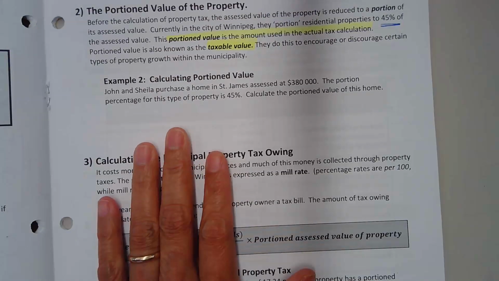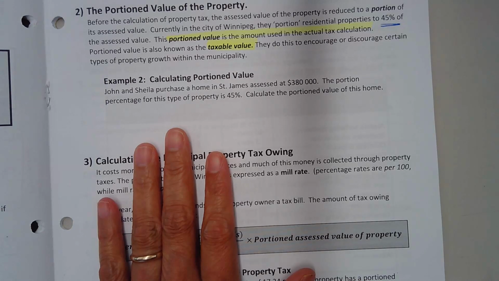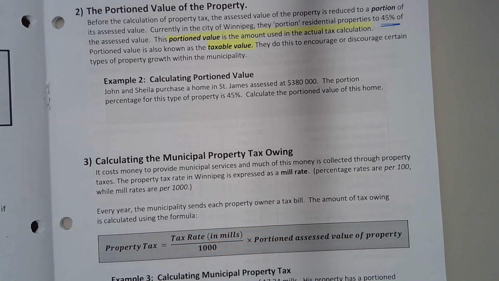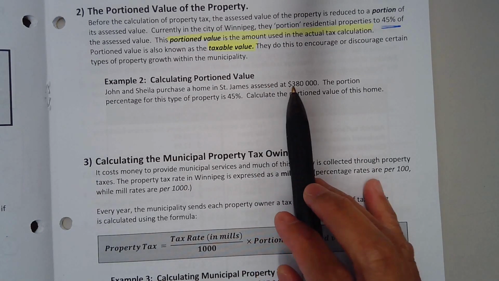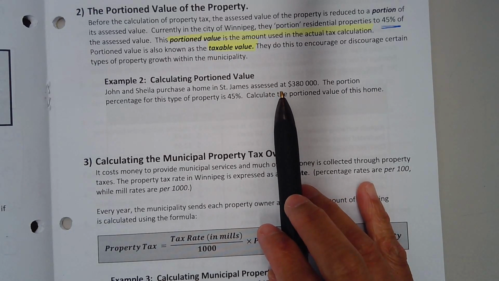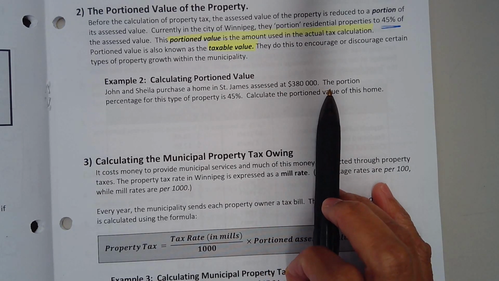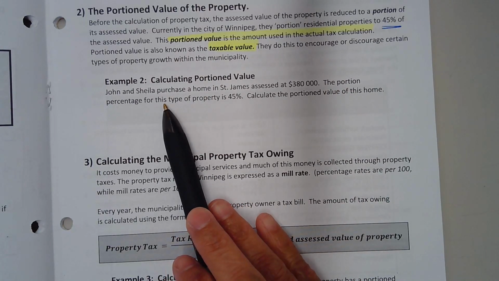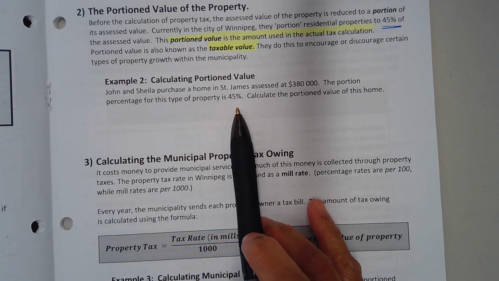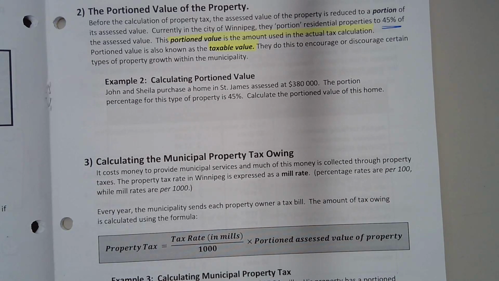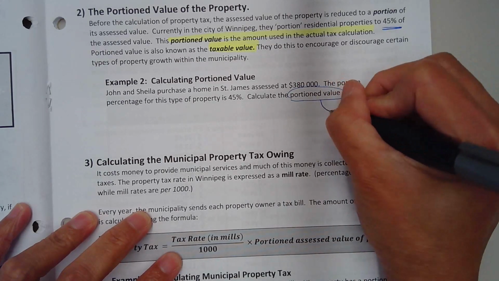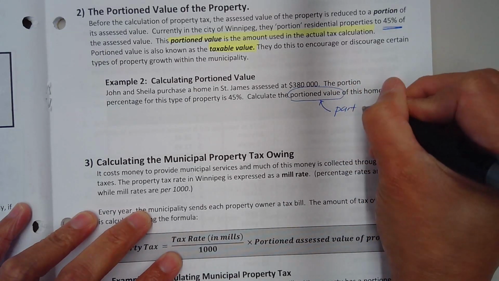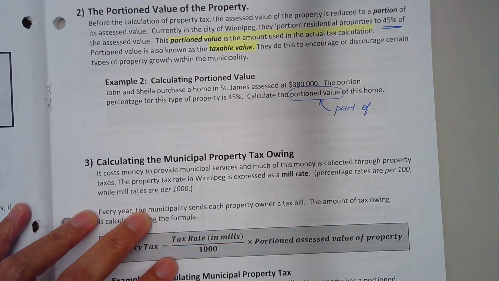So let's take a look at example number 2. Calculating portion value. John and Sheila purchased a home in St. James at $380,000. That's the assessed value. That's what the house and the land is worth. Now the portion percentage of this type of property is 45%. Calculate the portion value of this home. Portion means part of the whole thing, right?